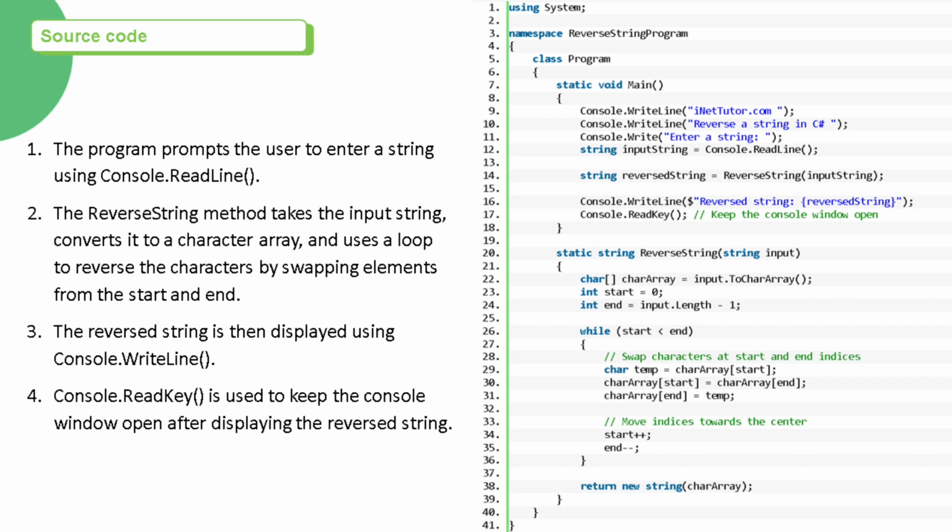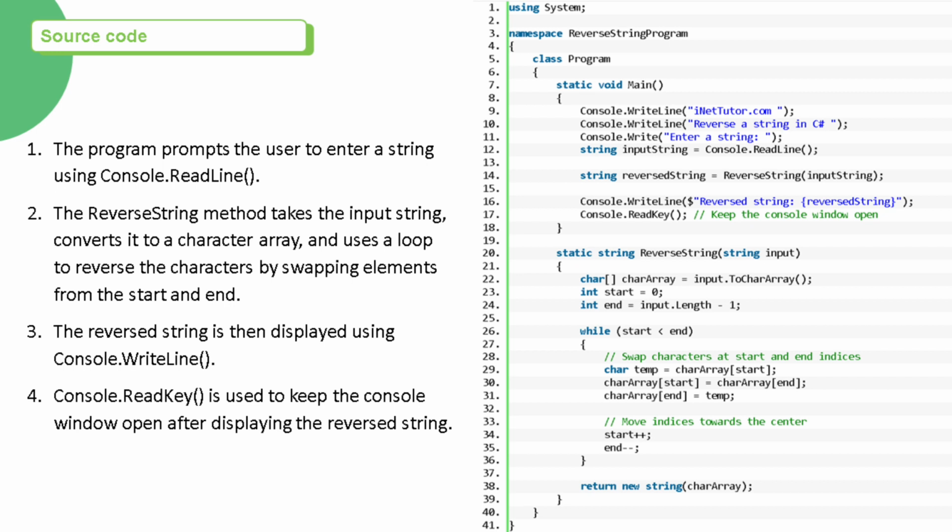This is the explanation on how the source code works. 1. The program prompts the user to enter a string using Console.ReadLine. 2. The ReverseString method takes the input string, converts it to a character array, and uses a loop to reverse the characters by swapping elements from the start and end.